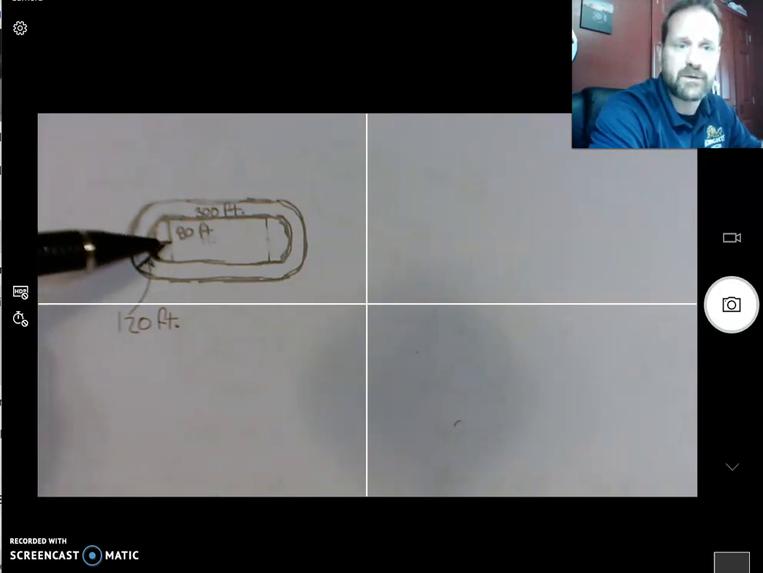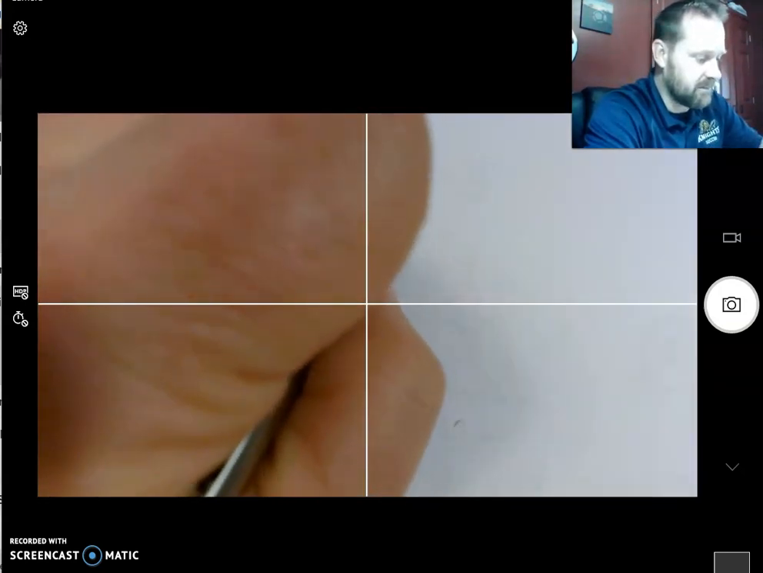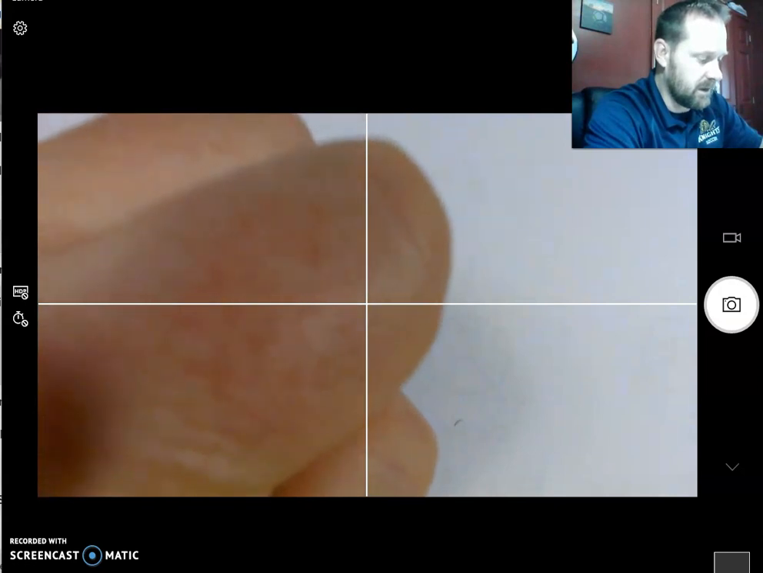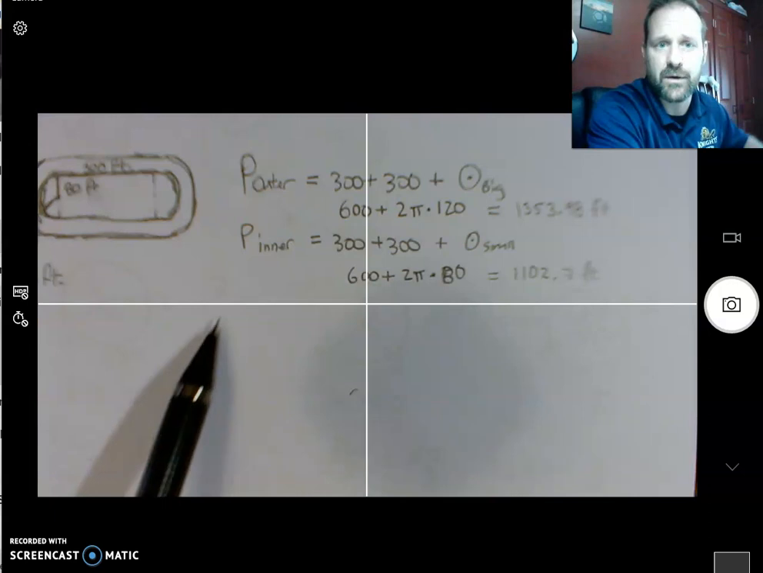All right, so they're both semicircles on the ends, and the distance from there to there is 80 feet, and the distance from there to there is 120 feet. Okay, so I want to do perimeter big and perimeter small. Let me pause and I'll set it up. Okay, so boom, a lot.